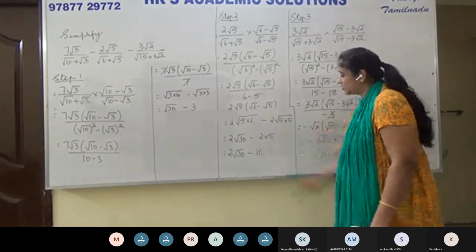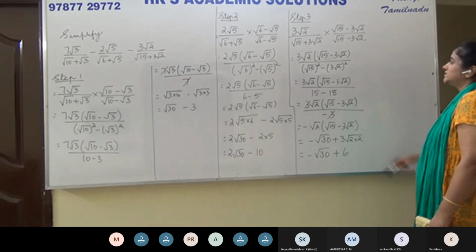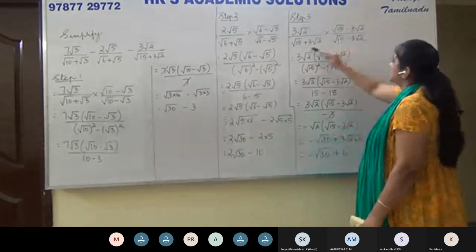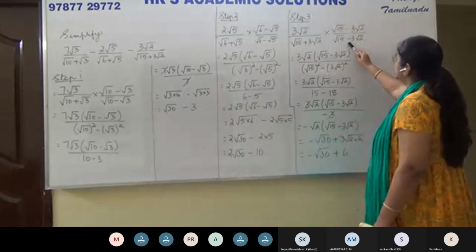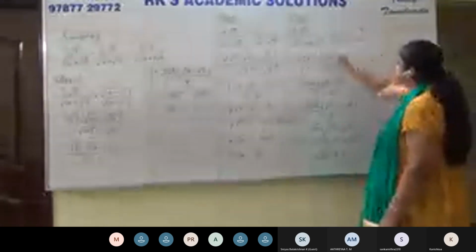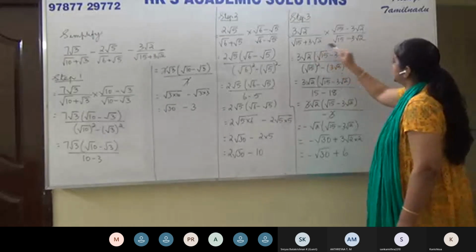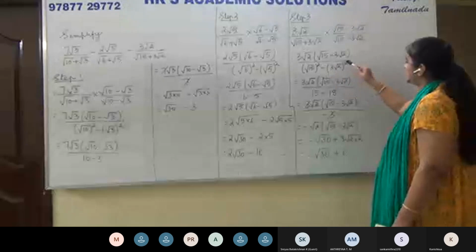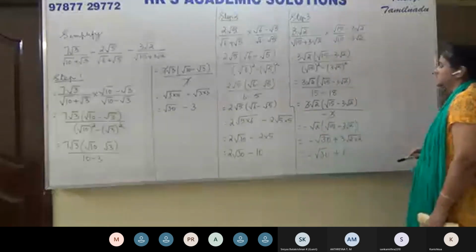So in step 2, we get 2 root 30 minus 10. Step 3, the third term in the expression. Again, multiply and divide by the conjugate of the denominator. Multiplying the numerators. Multiplying the denominators, which look like a plus b into a minus b. So we write them as a squared minus b squared.